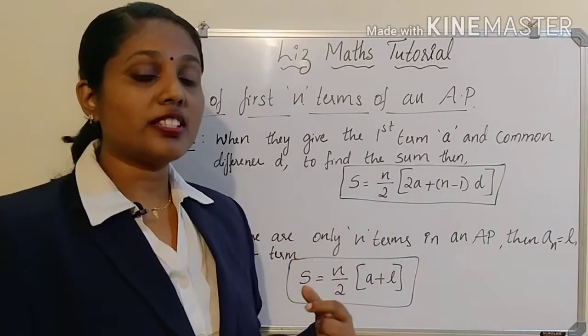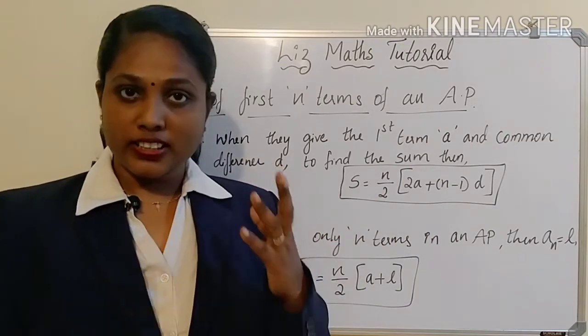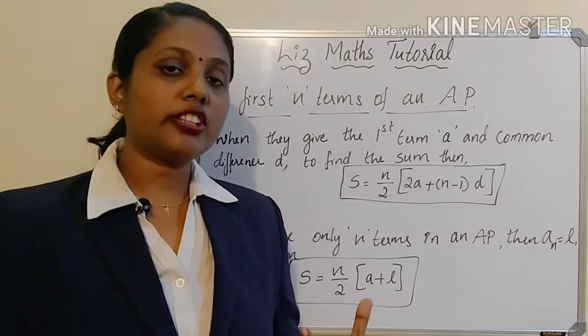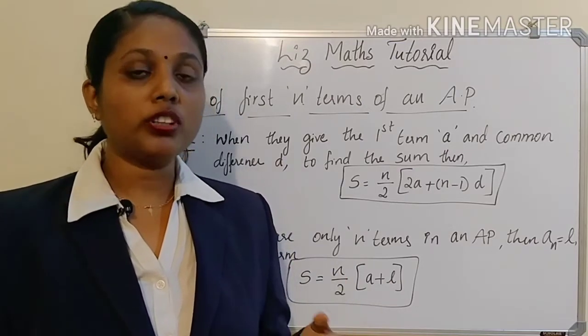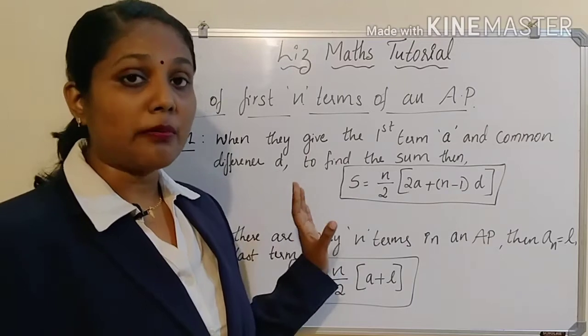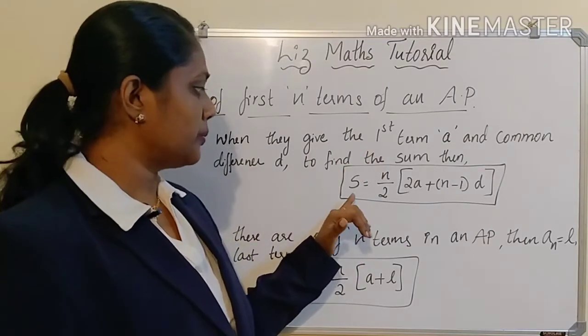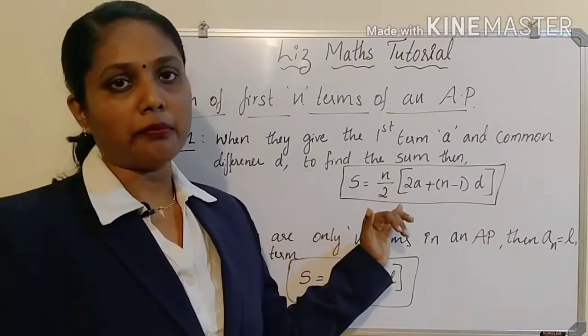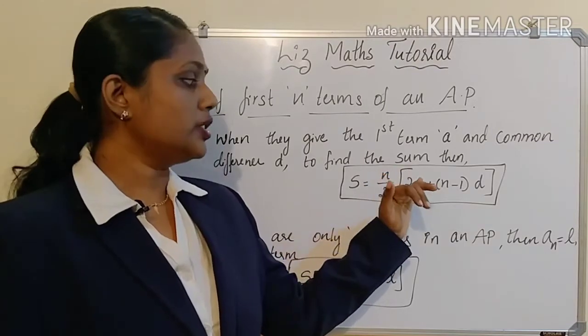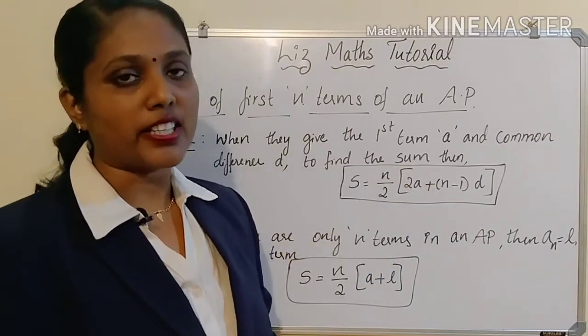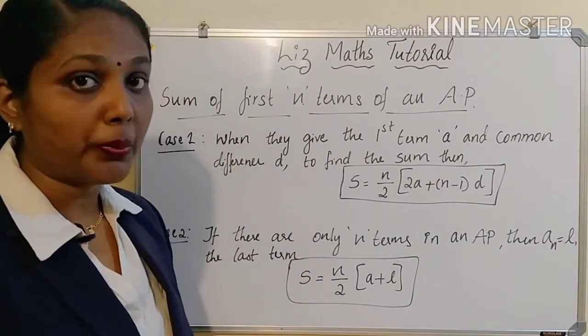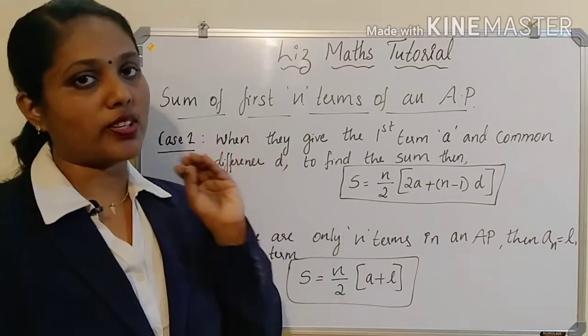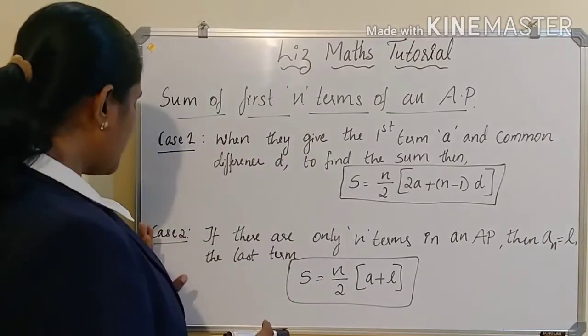When they give the first term as well as the common difference, when they give both of these, to find the sum of the n terms, you have to use this formula. S is equal to n by 2 into 2a plus (n minus 1) into d. I hope you understood. Now move on to case 2.